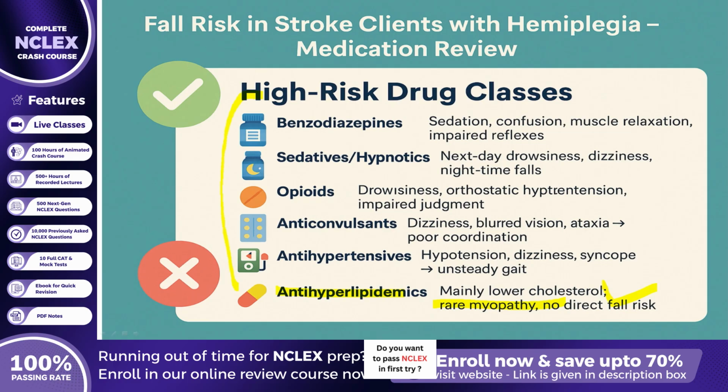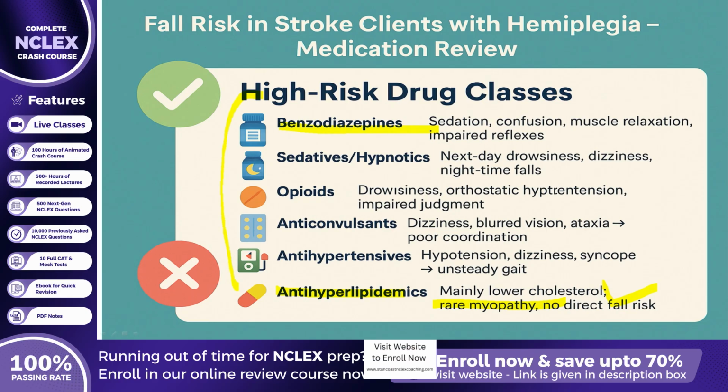Shifting to option 2, benzodiazepines, this is correct. Drugs like diazepam, lorazepam, or alprazolam act by enhancing the effect of gamma-aminobutyric acid in the brain, producing sedation, muscle relaxation, and anxiolysis. In stroke survivors who already have impaired motor function, these medications can worsen confusion, slow reflexes, and cause unsteady gait. As a result, the likelihood of falls dramatically increases, especially if the client attempts to ambulate without assistance.